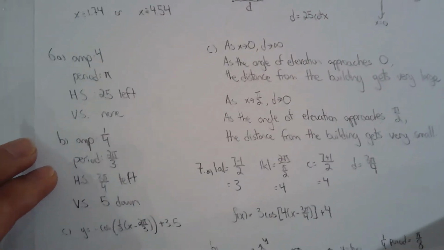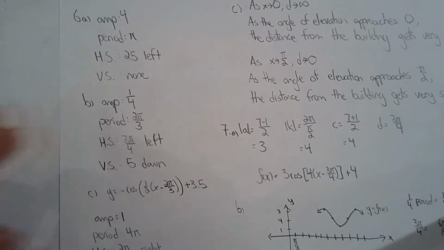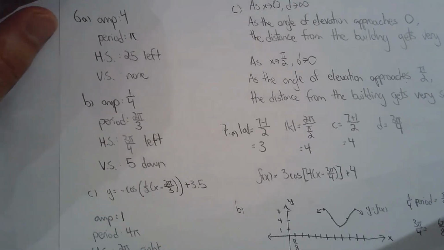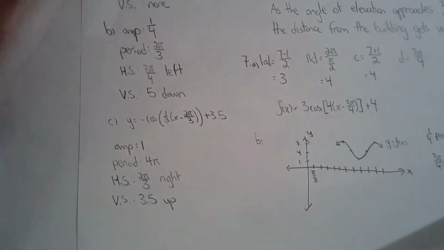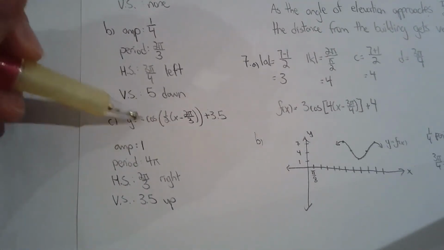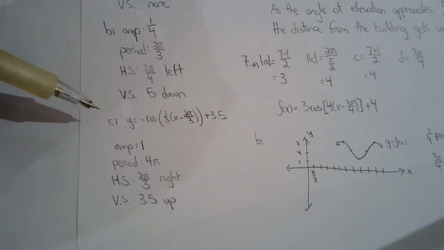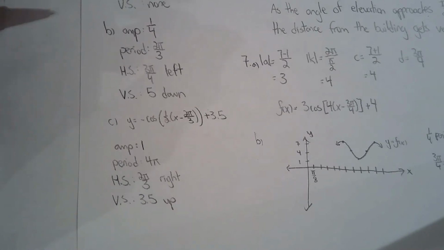Okay, so for question 6, they gave us the equation and just asked us for amplitude, period, horizontal shift, and vertical shift. So I'll just show the answers. There's not really much to say there, except for C, I guess. Don't forget to factor out k. And the amplitude, even though the a value is negative, amplitude is positive. Amplitude will always be positive based on its definition.